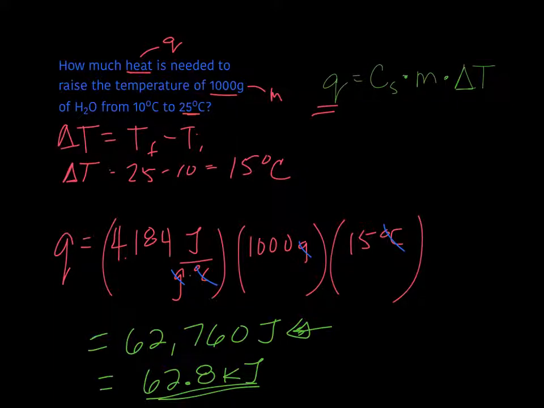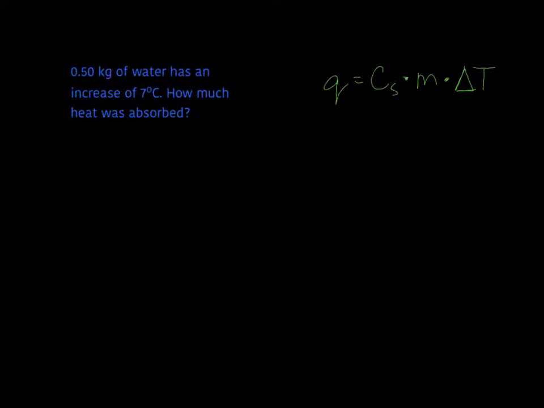All right, let's do another one. So we've got 0.5 kilograms of water has an increase of 7 degrees Celsius. How much heat was absorbed? So this time we're looking for heat again. So we're looking for Q. This is our mass. And this is our delta T, because it says it went up by 7 degrees. The increase was 7 degrees Celsius. So it doesn't matter if you started at 20 and ended at 27, or you started at 120 and ended at 127, the change in temperature was still 7 degrees Celsius.